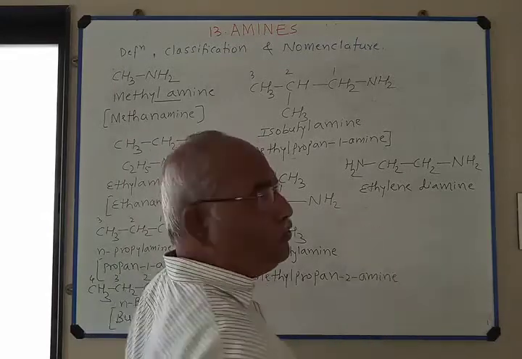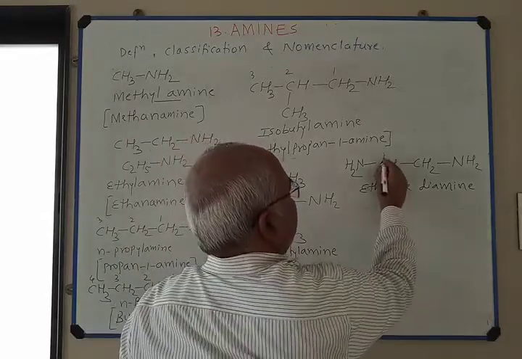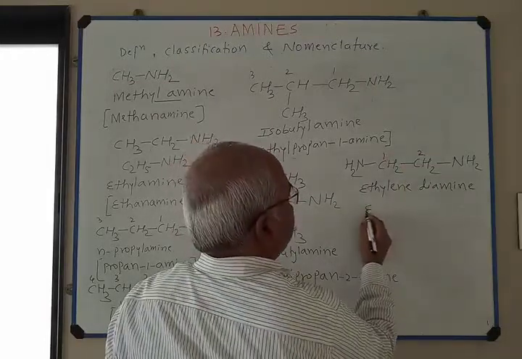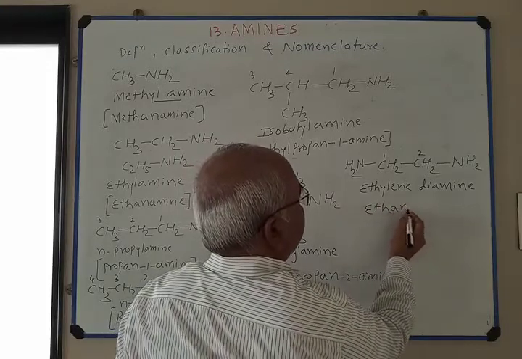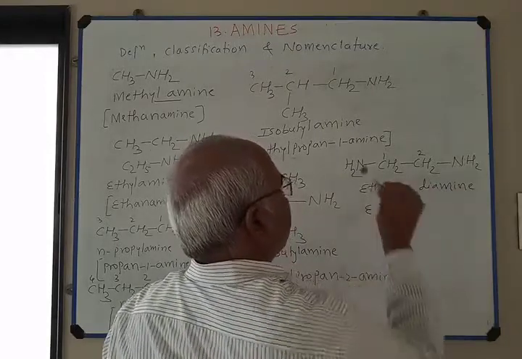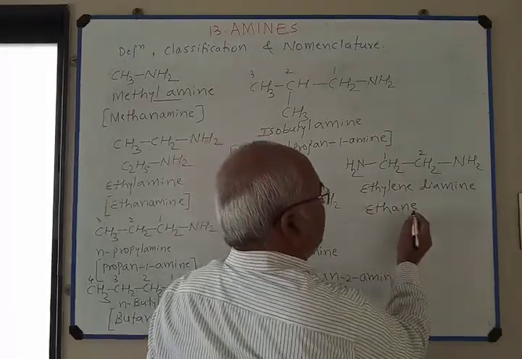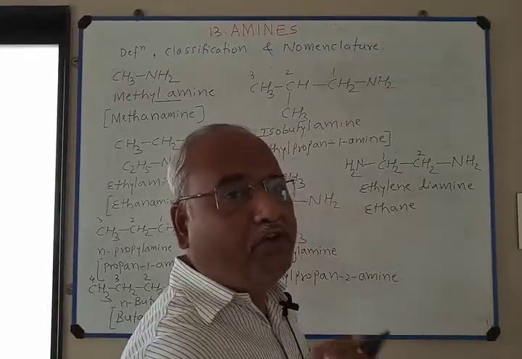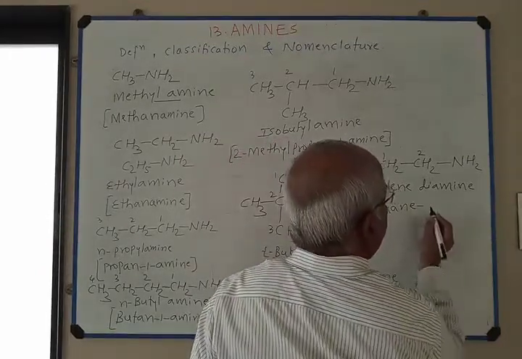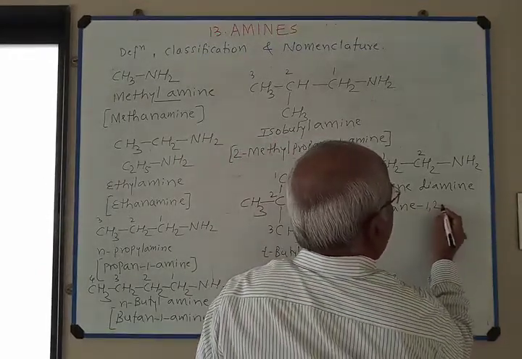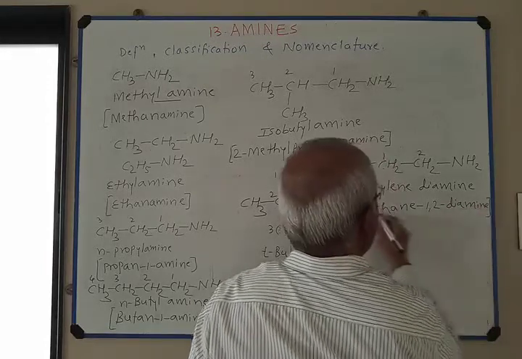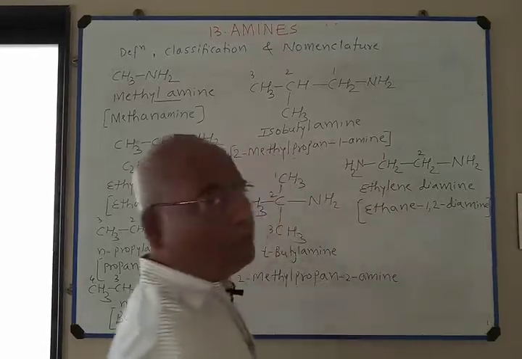Now you see how to write the IUPAC name. This is number 1, this is number 2. There are 2 carbon, therefore it is a derivative of ethane. If there are 2 or more amino groups, the last E of alkane is not removed, it is retained in IUPAC nomenclature. Therefore, I write as it is: ethane-1,2-diamine. So this is the IUPAC name for this compound.